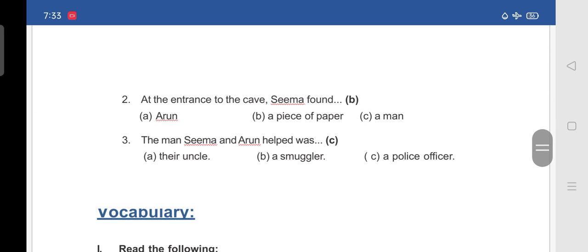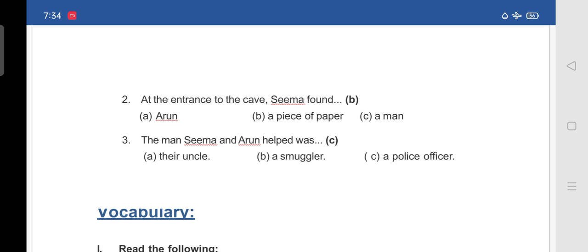See the second. At the entrance to the cave, Seema found whom? Arun, a piece of paper, a man. What did she find? She found a piece of paper, isn't it? So second one is also B. Third, the man Seema and Arun helped was. Who is that man? Is it their uncle or a smuggler or a police officer? He was a police officer, isn't it? So the third one is C.